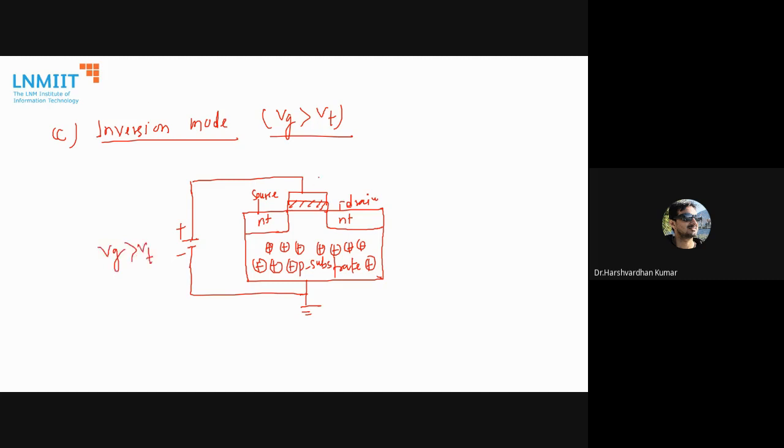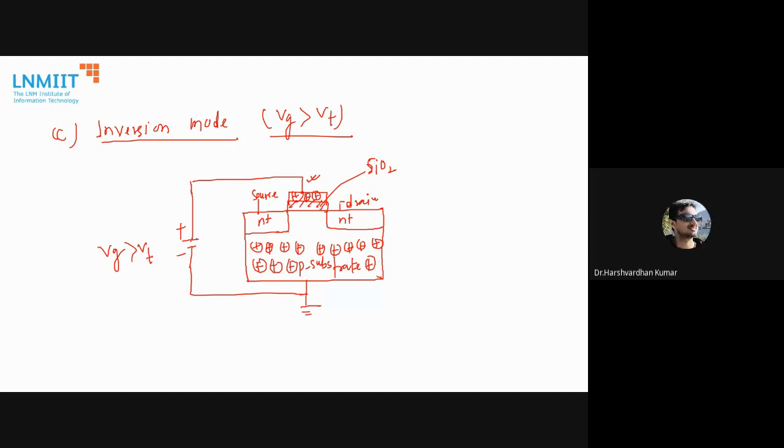Right, so what will happen? This layer is SiO2. Whenever the gate voltage is greater than the threshold voltage, there will be a positive charge at the gate terminal, and because of the P substrate, there will be positive charge here too. So majority charge carriers will be positive. What will be the minority charge carriers in this substrate? Electrons, very good.